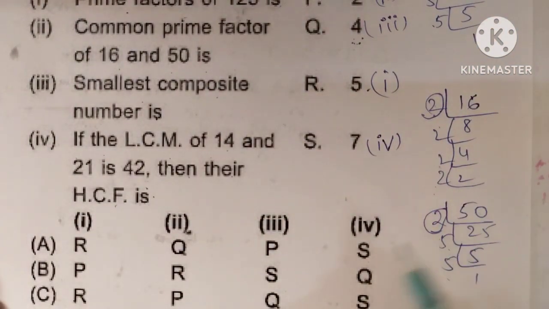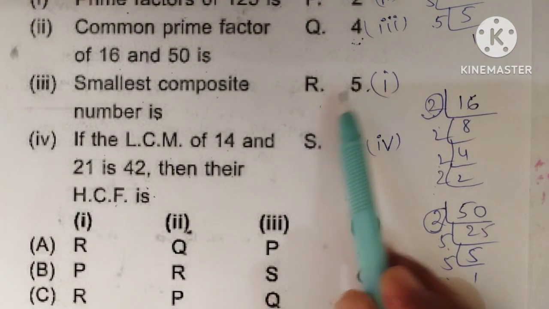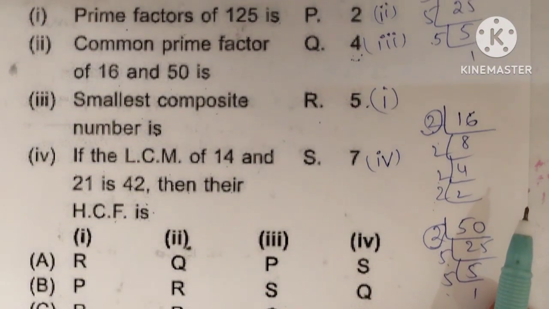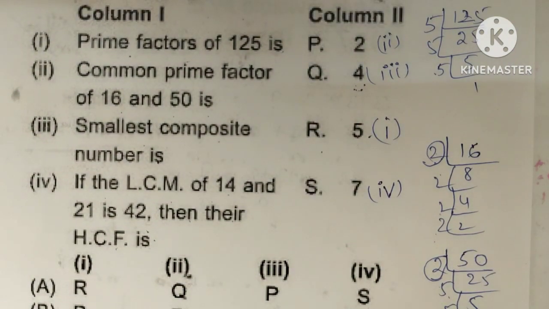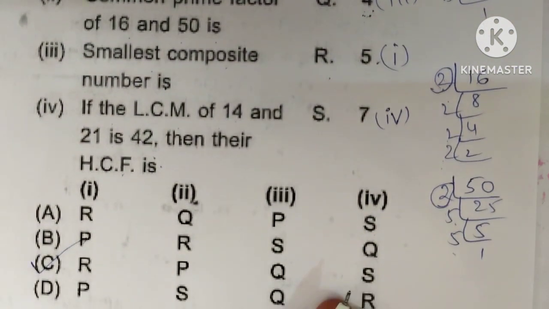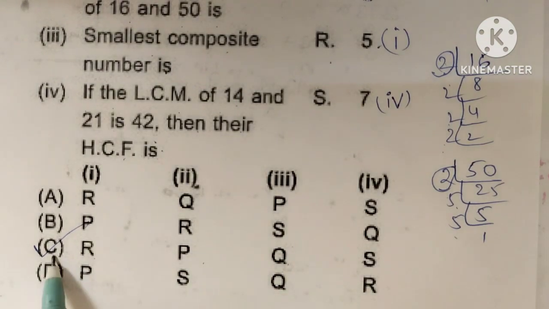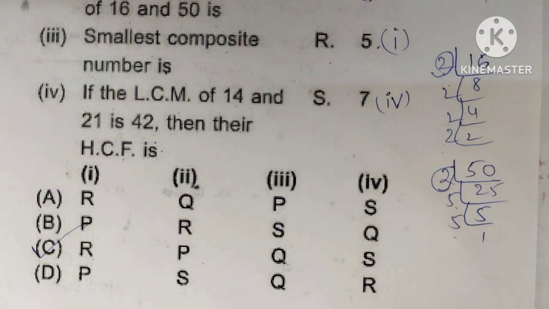So the option is R, P, Q, S. So option C is the correct one. R, P, Q and S. Option C is the correct one.